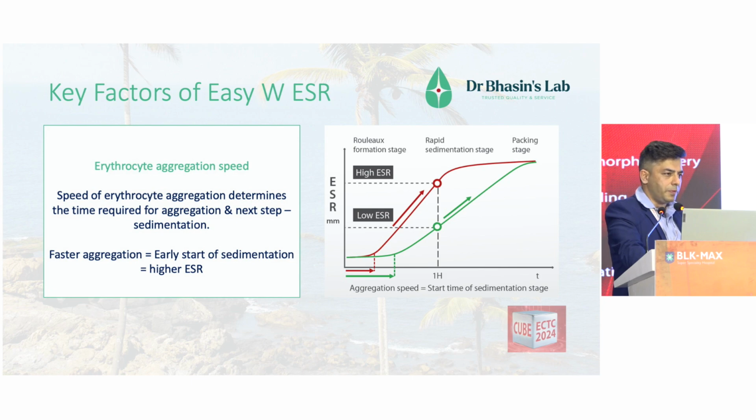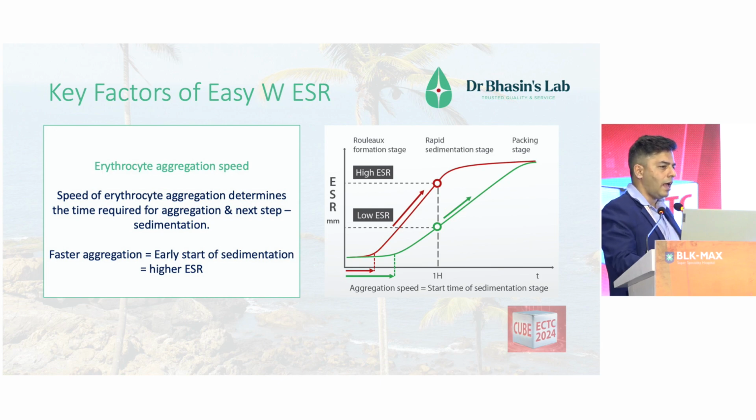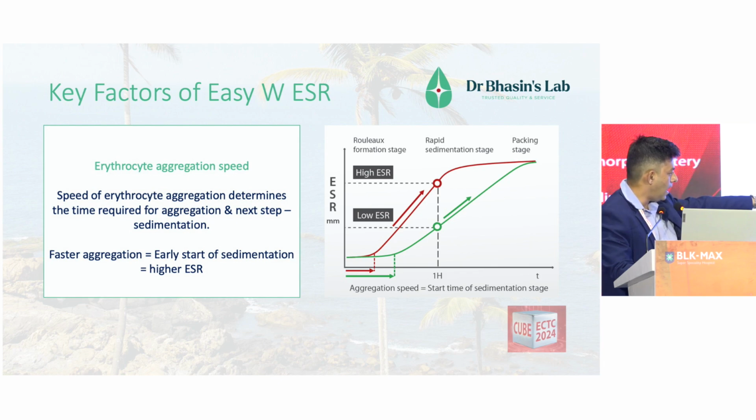Erythrocyte aggregation speed. The speed at which erythrocytes are clumping together is equal to the time required for the aggregate to form, and once this stage is complete, then it would go to sedimentation. So the faster the aggregation is happening, there's an early start of sedimentation and high ESR. That's where the red line is for the high ESR, as the sedimentation was happening faster.